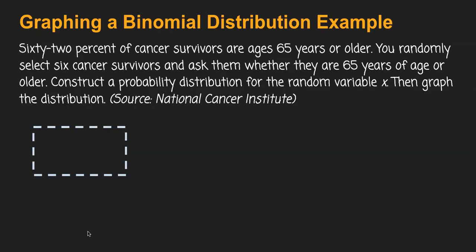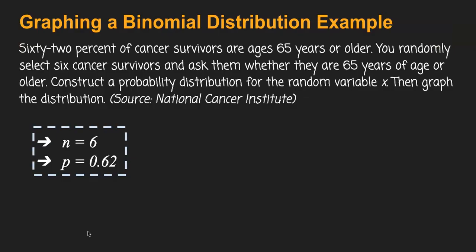So let's do one more example, the graphing of a binomial distribution. 62% of cancer survivors are ages 65 years old or older. You randomly select 6 cancer survivors and ask them whether they are 65 years of age or older. Now I gave you all the numbers that you need. n is going to be 6 because we are selecting 6 cancer survivors. And p is going to be 0.62 because 62% of cancer survivors are ages 65 years or older. Now we're going to first create a probability distribution, and then we're going to graph that table, okay?